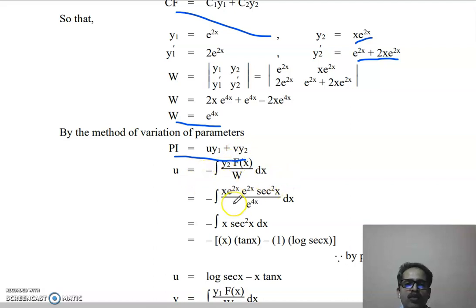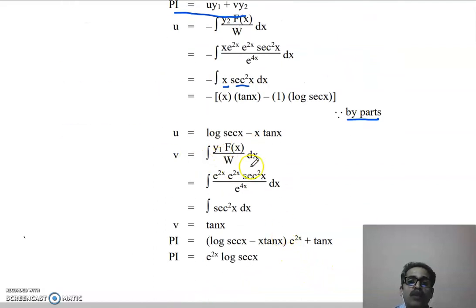This is the formula for u. So put all the values here, simplify, and you will find x into sec square x. Here is again a product, x and sec square x. But these two are different types of functions. This x is an algebraic type, while sec square x is a trigonometric type. So we need to apply integration by parts. When you apply integration by parts, we can obtain the value of u.